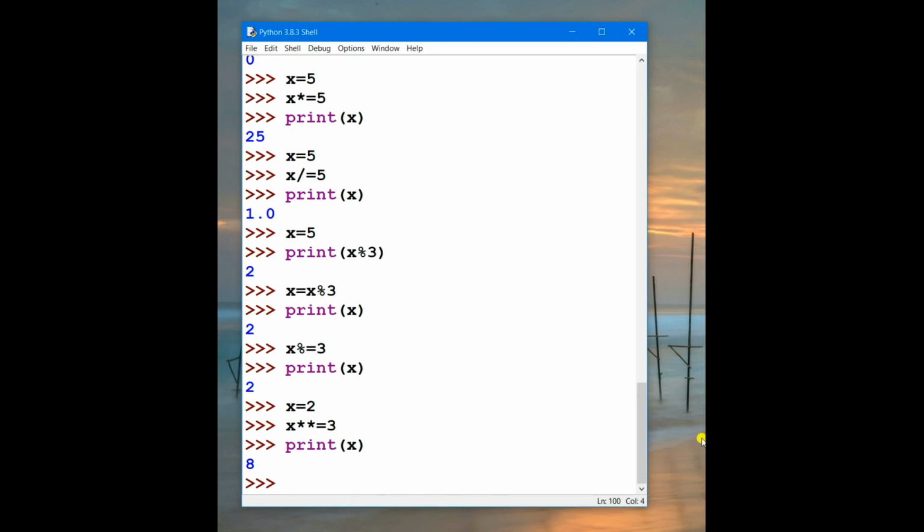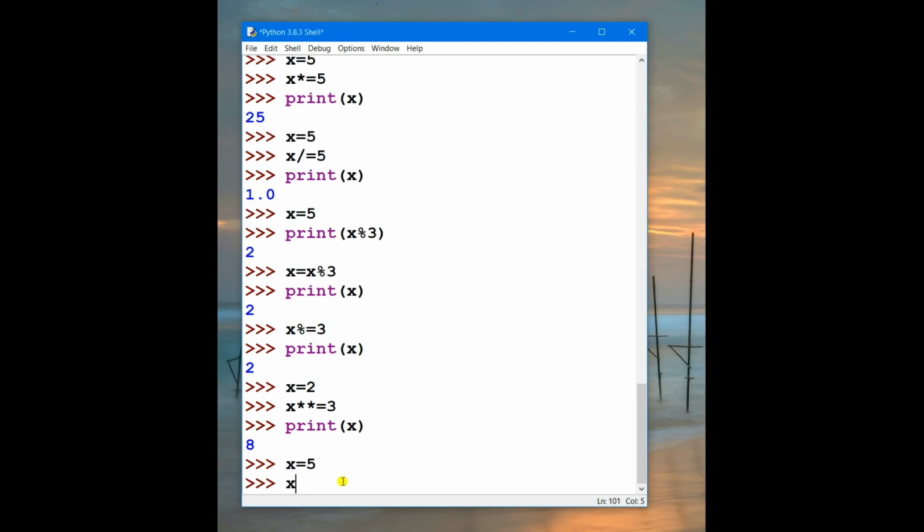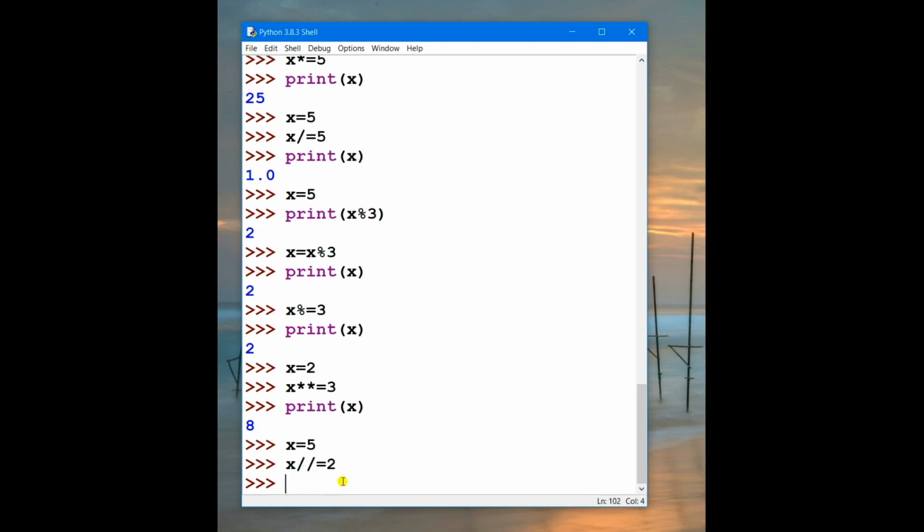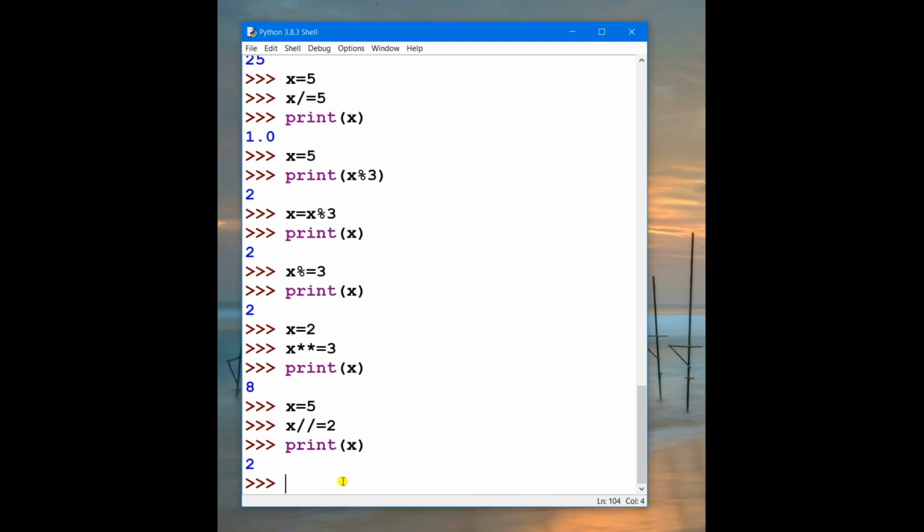Okay, so lastly we have the floor division and assign operator, for which we will again take x equals 5, and then x floor division equals 2. Then we will just print the result x, and we got the result 2, which is right. So these were the assignment operators.